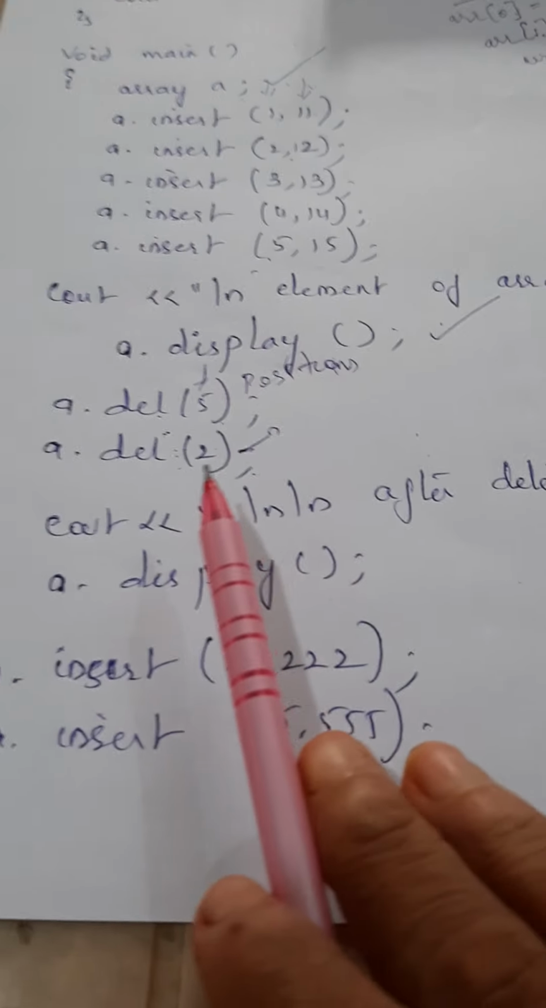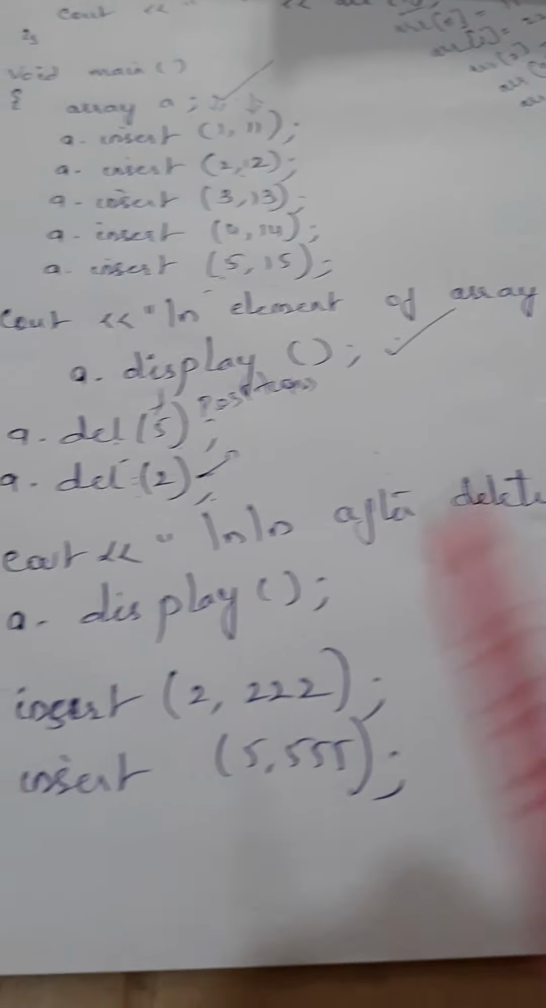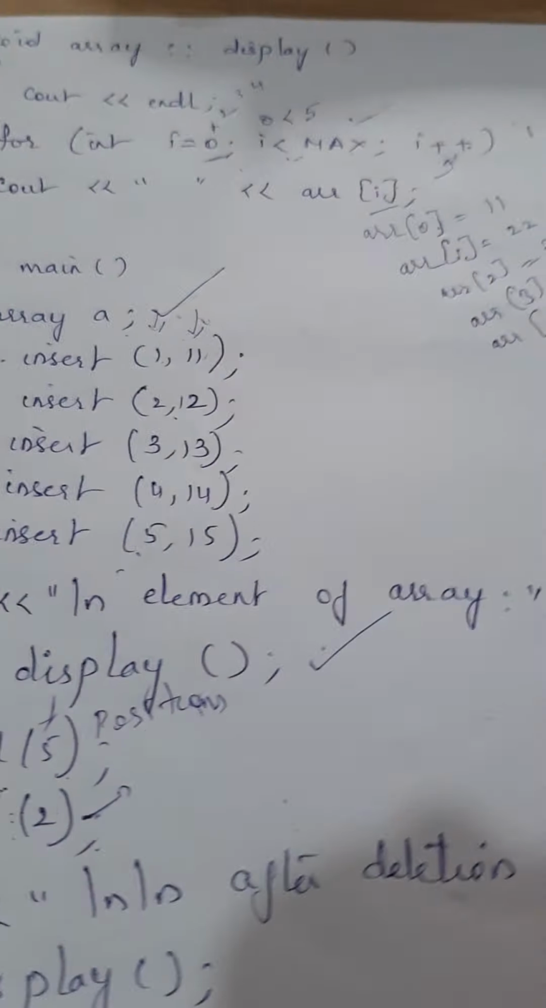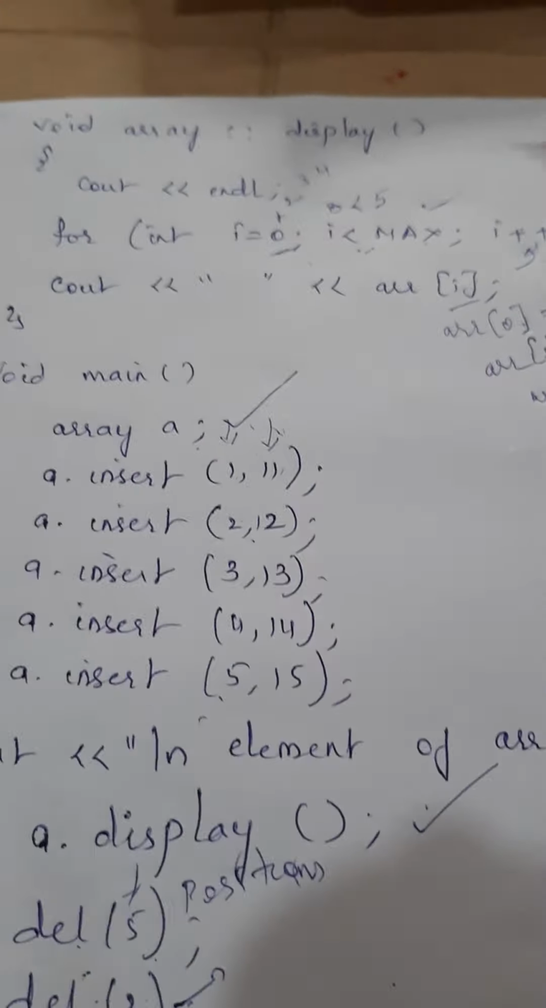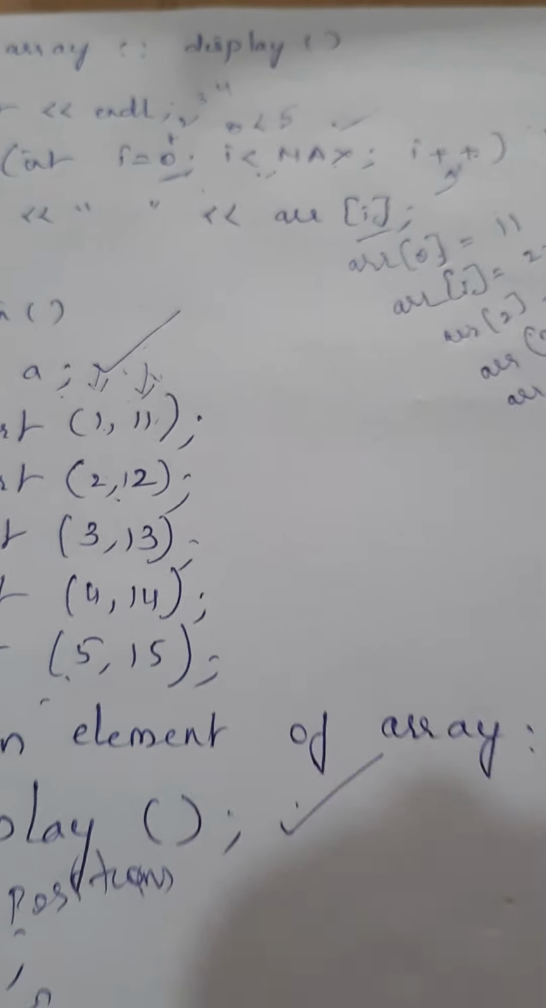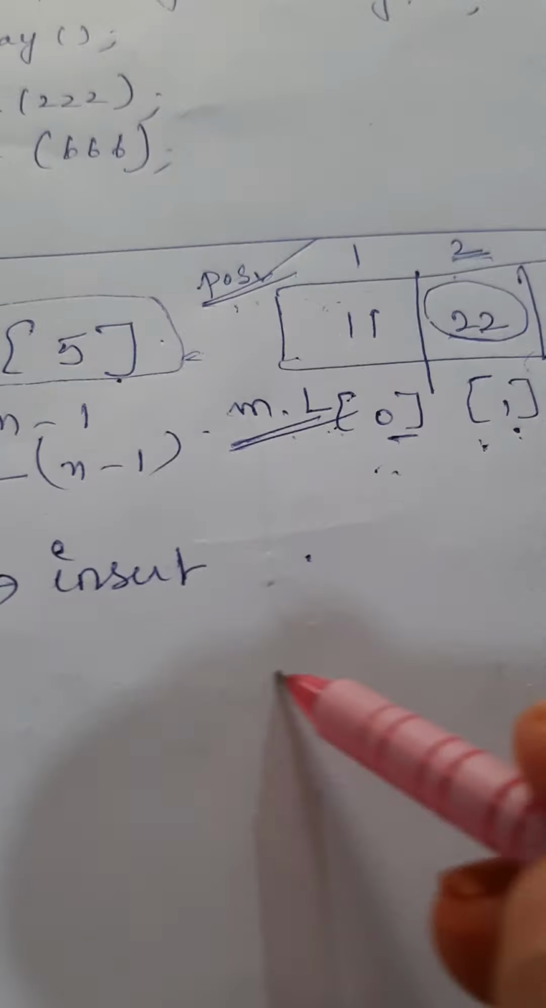Now here in the main function, cout, after deletion, the new array will be a dot display. When you call the display function, you are going to see the display function here. What is happening? Int I is equal to 0, I less than max, I plus plus. Now, the same procedure will be followed whatever you have performed for the insertion, because there will be no change in the display function. Whatever elements are present in the array, that will be displayed. So here what will be the new array that will be displayed?